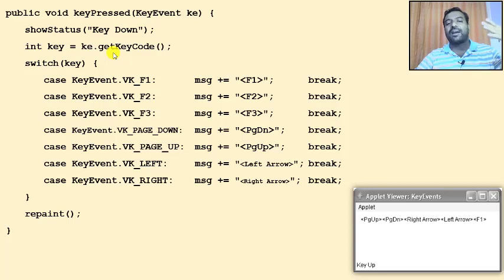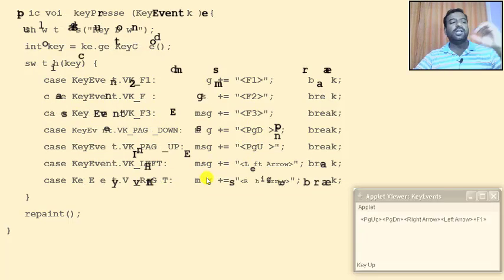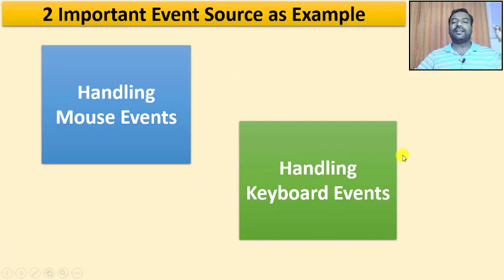Rather than knowing what character has been pressed, I should know what code has been pressed when the keyboard has been used. Hence, I am going to get the key code, and with the switch statement with the appropriate key code, if it's virtual key F1, print the message as F1. So I am going to break the case statement. And if it is virtual key F2, print it as F2. If it is page down, print it as page down. Hence, using key code, I can process the way I want, and I'm going to repaint this. This is what is going to happen in handling the keyboard events.